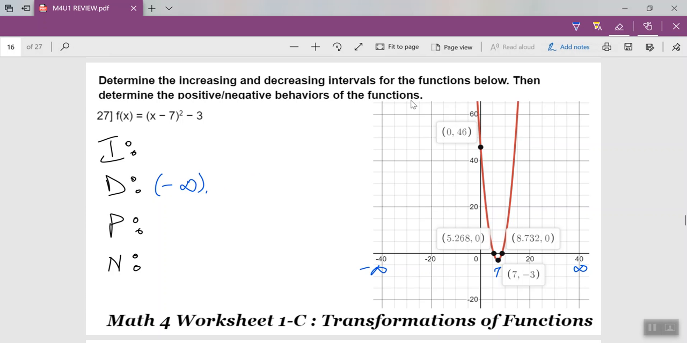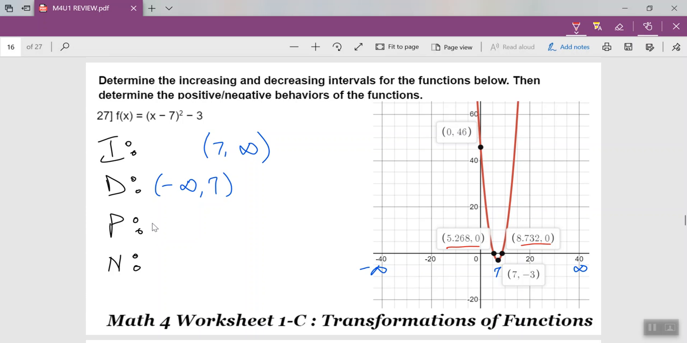And then it's increasing from 7 to positive infinity. Now, for the positives and negatives, we're going to have to pay attention to these two guys, because they are the places where he crosses the axis. When you think about it, most of the graph is positive except between these 2 points.